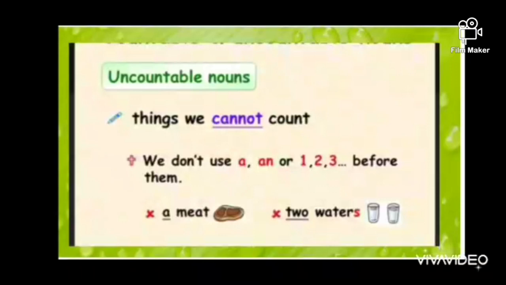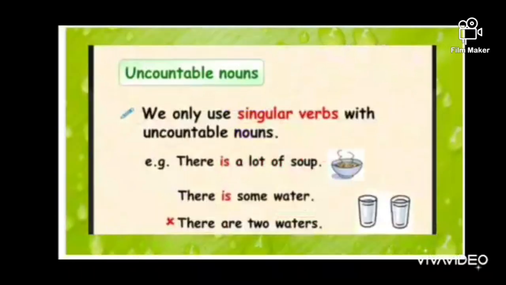Next one is uncountable nouns. Nouns that we cannot count are called uncountable nouns. They have one form. We don't use a, an or 1, 2, 3 before them. We cannot say a meat or we cannot say 2 waters. So we only use singular verbs with uncountable nouns. There is a lot of soup. There is some water. We cannot say there are 2 waters.